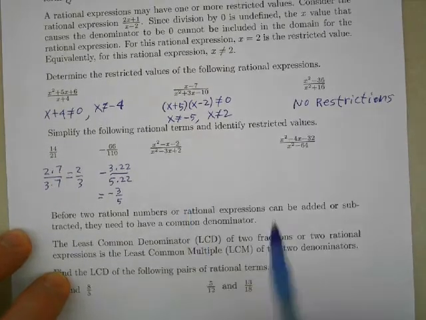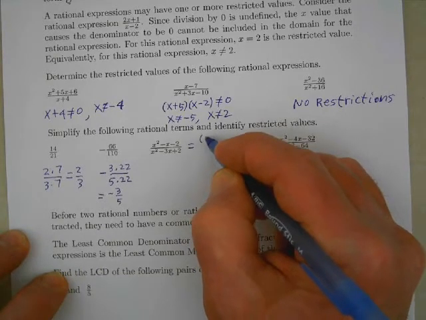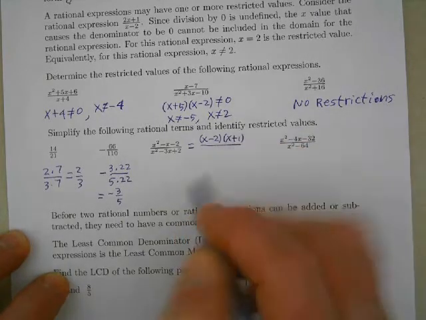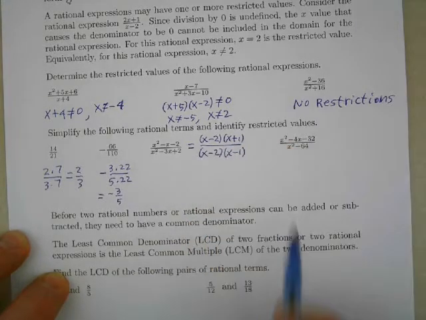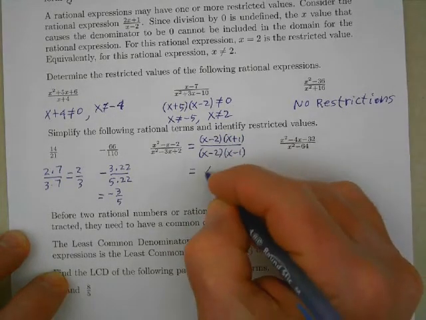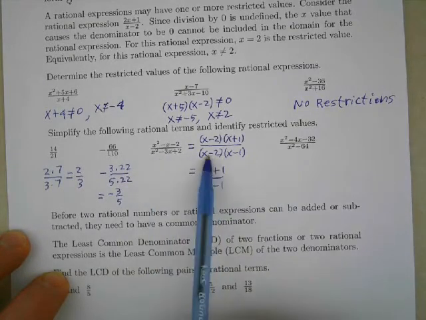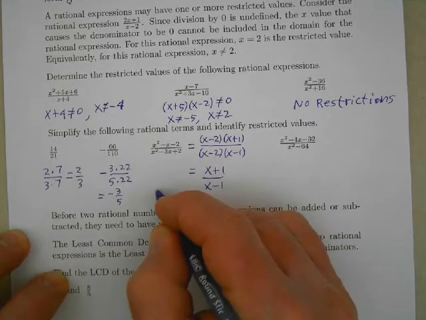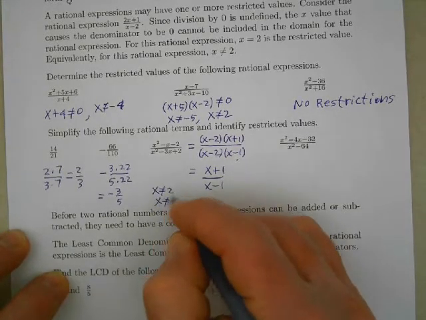For this rational expression, we can factor the numerator and the denominator. The numerator's factors are x minus 2 and x plus 1. And in the denominator, the two factors are x minus 2 and x minus 1. The common factors are x minus 2, so those cancel. This simplifies to x plus 1 over x minus 1. But the restricted values are determined by the original expression. One of the restricted values is 2, so we say x does not equal 2. The other restricted value is positive 1.